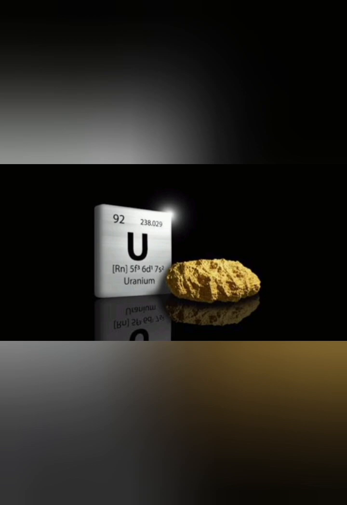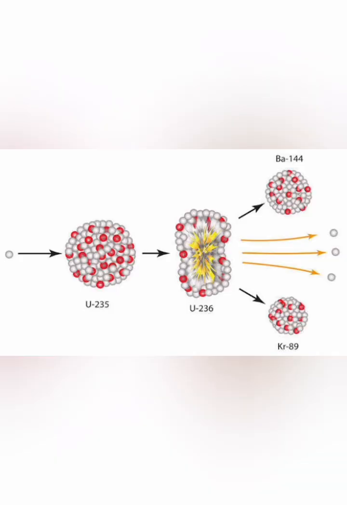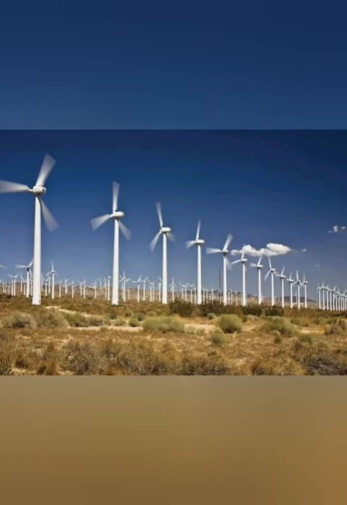Energy from isotopes. Some isotopes release enormous energy when their nuclei split. Uranium-235 is one example. When it undergoes nuclear fission, it releases heat, which produces steam, spins turbines, and generates electricity. A tiny nucleus can power entire cities.